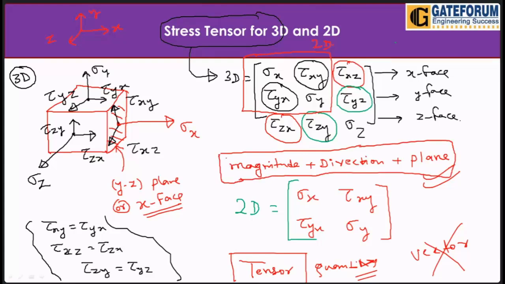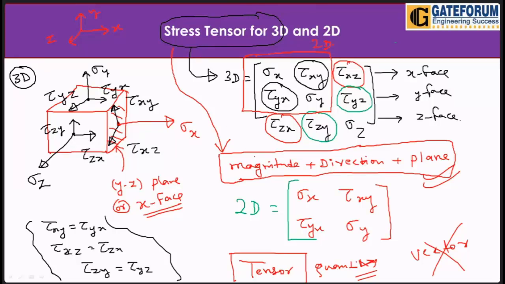Here we have 9 elements. Magnitude plus direction plus plane, we are finding the value of stress. 9 elements here we have, that's why it is basically a tensor quantity. Okay, very simple. I think you understood.